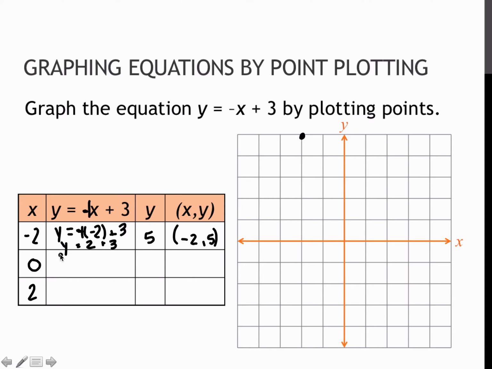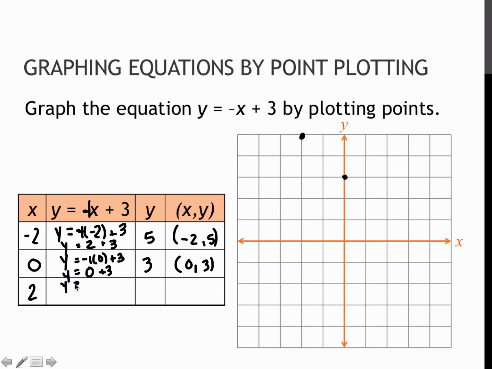Then I would plug in 0. So y equals negative 1 times 0 plus 3. Negative 1 times 0 is 0, plus 3 is 3. So I plugged in 0, and I got 3 out, which means the point 0 comma 3, which is 0 right or left, and 3 up.